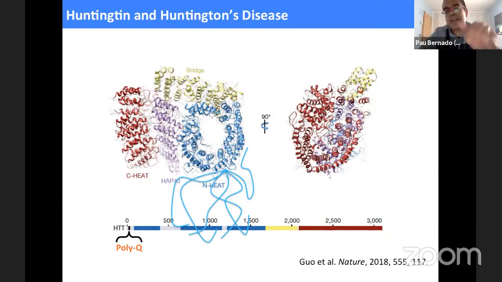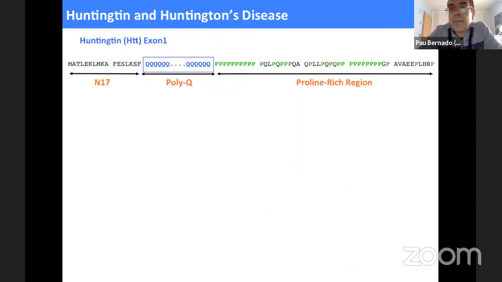Let's look more in detail. Let's focus on this exon 1, this fragment. And here you have the sequence. It's not very big, but you will see straight away that we have this blue region here, which is the polyglutamine tract. So there are plenty of those glutamines. The wild type people, let's say, have something between 17 and 23.